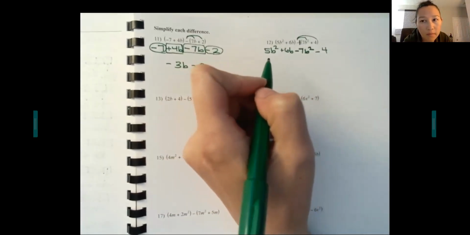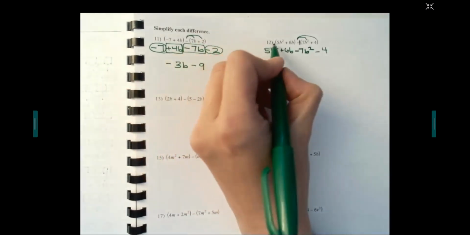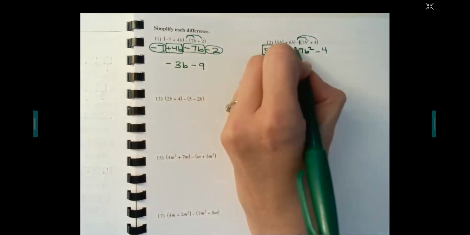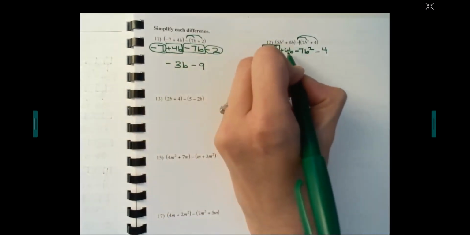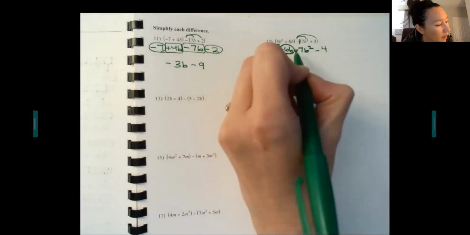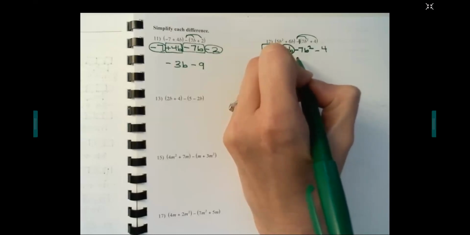Okay, let's go ahead and go over these. So Alex, what did you get when you combine? What did you box and what did you circle, and then what did you get? All right, so what I boxed was the 5b, and then I circled the 6b.